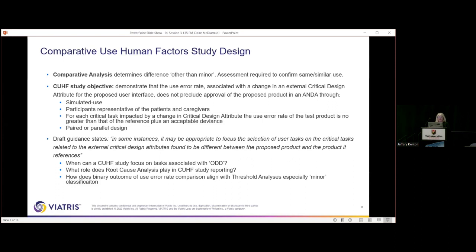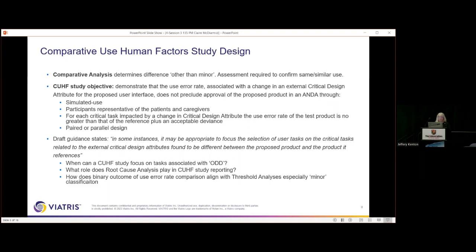Another consideration that I'd like us to tease out further in the panel discussion is, what role does root cause analysis play in comparative use study reporting? We all know that root cause analysis is key to the traditional human factors study reporting. But how does that play out in this situation? And thinking again to comparative use and the binary outcome that determines the use error rate, how does that compare to the identification of minor differences in a threshold analysis?